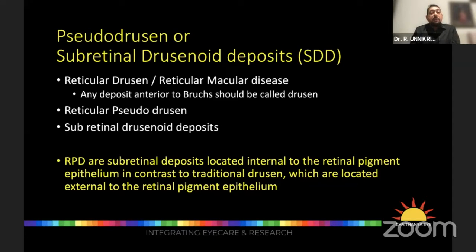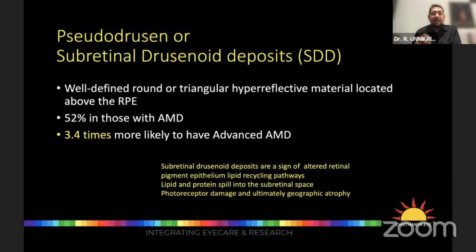Another terminology that we need to know is subretinal drusenoid deposits, SDD or pseudodrusen. So any pseudodrusen or subretinal deposit is anything that forms internal to the retinal pigment epithelium, in contrast to what we normally call drusen. So these are well-defined areas located above the RPE. There's a 52% association in AMD, but the presence of subretinal drusenoid deposits is like aggressive AMD or AMD on steroids, where there's a 3.4 times increase, or in some cases a 6.1 times increase of reaching advanced AMD characteristics like advanced atrophy or advanced exudation.